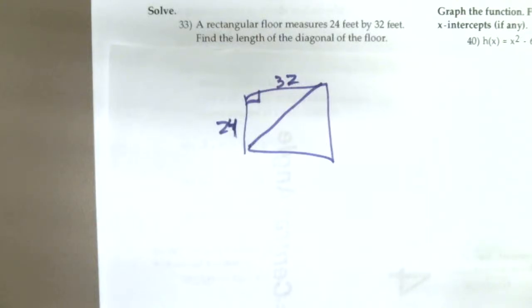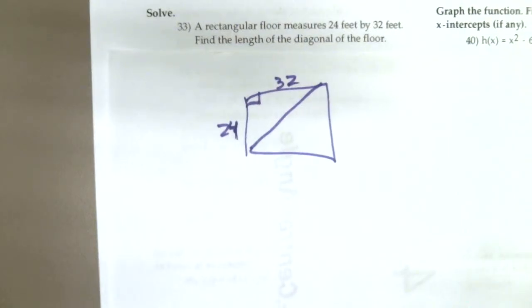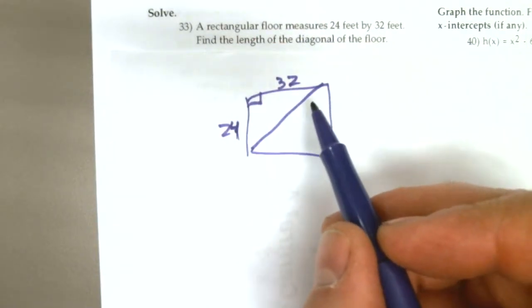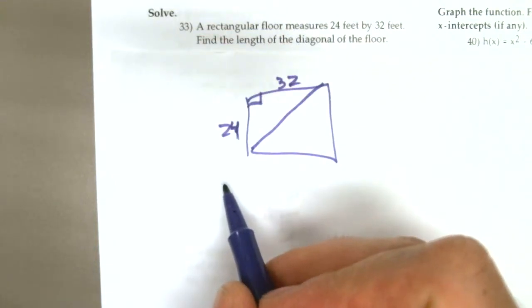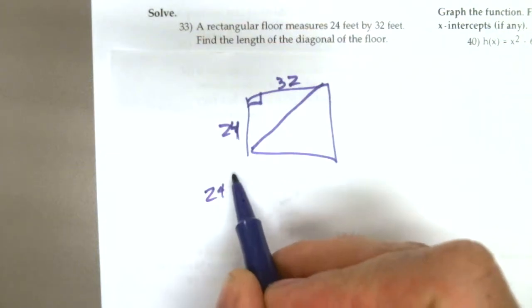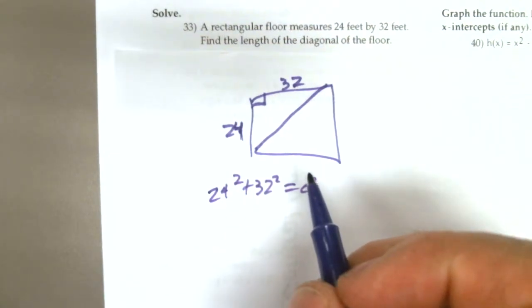A rectangle floor measures 24 by 32 feet. Find the length of the diagonal of the floor. Well, if you see the diagonal, it looks like the hypotenuse of a right triangle. Let's see if we can set up 24 squared plus 32 squared equals c squared.